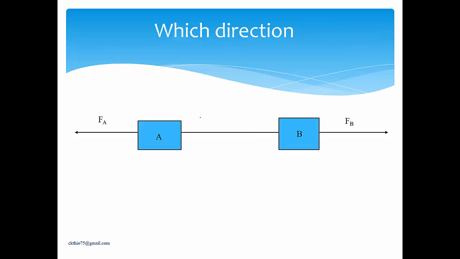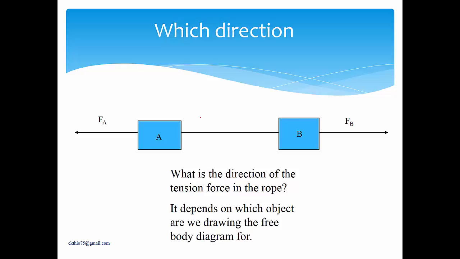There are two forces: a force FA that's acting on A, and another force FB that's acting on B, and in between they are connected by a string with tension. So what is the direction of the tension force in the rope? It really depends on which object we are drawing the free body diagram for. If you are drawing for A, you'll find that the tension of the rope is in this direction. Okay, so the tension is in this direction for A.